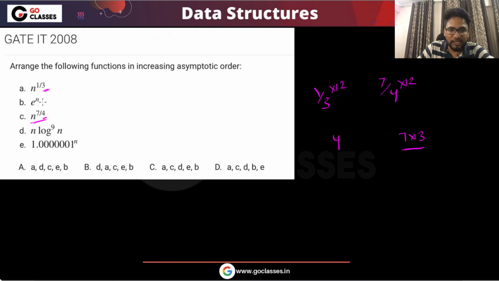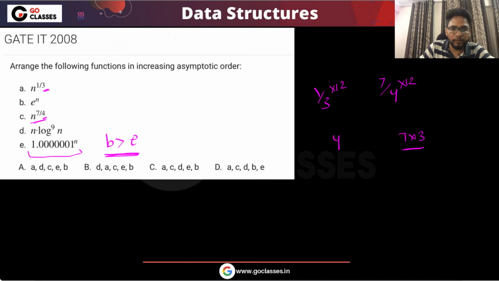And e power n is exponential, right? You can compare between B and E just by comparing this E and 1.0001. Since E is greater, you can say B is actually greater than E, right? B is greater than E because this E is 2.7 or something, and then it is just 1.00. So B is greater than E, and I think B is the greatest one. And these are the exponential things. So this is the exponential family, and this is polynomial or log polynomial.